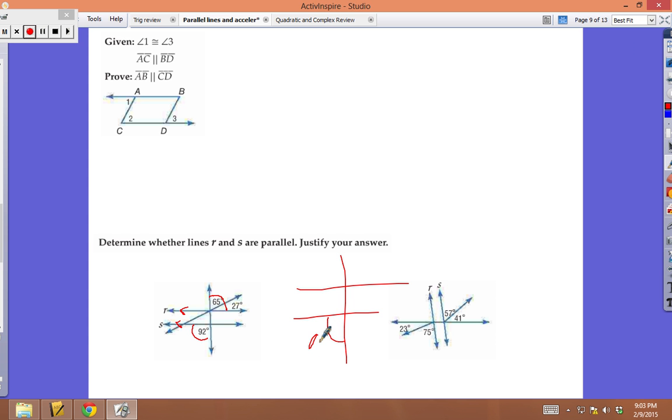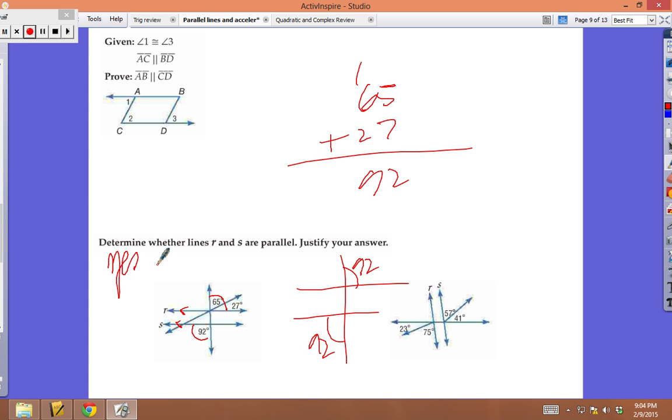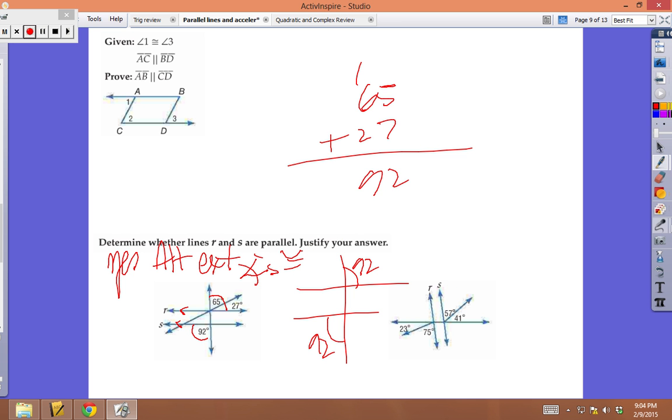So this guy right here is 92. So this one at the top must be 92 because they're alternate exterior angles. So if 65 plus 27 is 92, we're in business. It is, so yes, because alternate exterior angles are congruent. And that only happens in parallel lines.